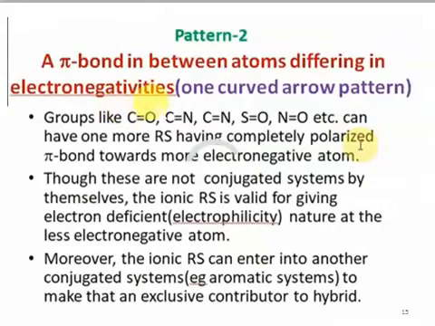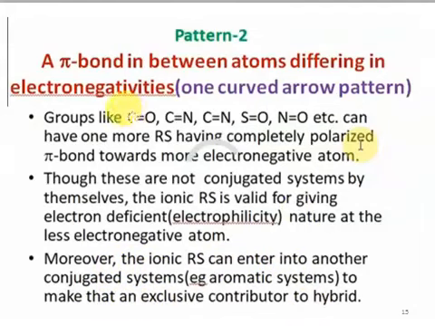So in this way, although the system is not conjugated, this will result in the formation of ions, right? That will result in the generation of formal charges. So carbon will be positive and oxygen will be negative. In this way, we get a carbon that's electronically deficient, meaning carbon is electrophilic, and this oxygen will be nucleophilic because it gets a negative formal charge. Moreover, the ionic resonance structures can enter into another conjugated system to make them exclusive contributors to the resonance hybrid.